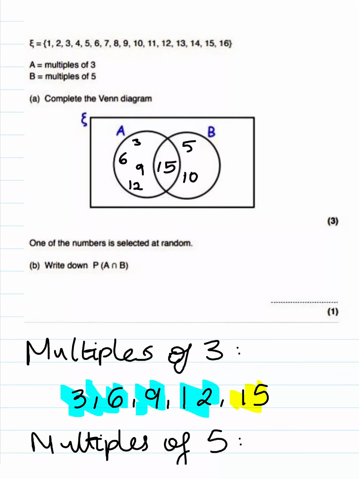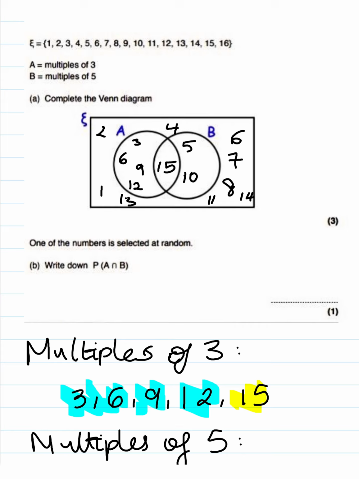The numbers from the universal set that are currently not in set A and not in set B, we must put on the outside. This means that the numbers 1, 2, 4, 7, 8, 11, 13, and 14 are outside of the set. But because they're part of our universal set, we must include them in the Venn diagram. So now we've used all the information and we've put all of the numbers of the universal set onto our Venn diagram. This completes part A of completing the Venn diagram.